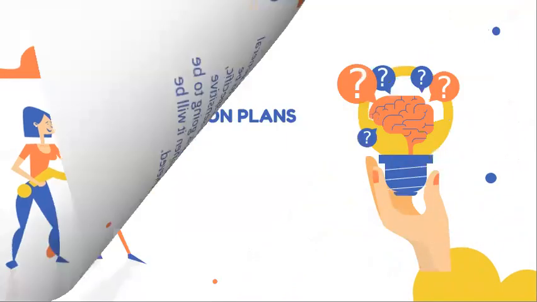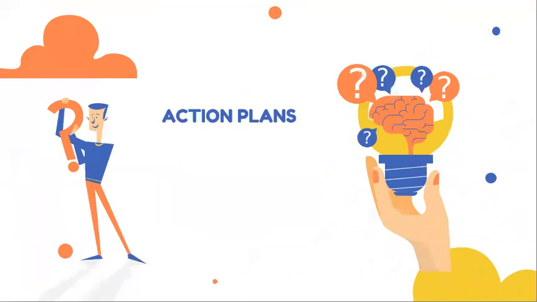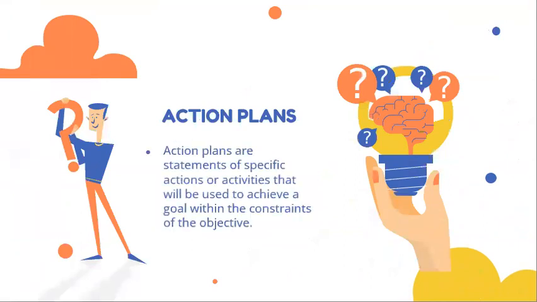The most specific and detailed is the action plan. So action plans are statements of specific actions or activities that will be used to achieve a goal within the constraints of the objective. Example, kung yung kanina sabi natin, increase in the profit or revenue, kailangan nating mag-cut ng cost, then anong gagawin? After ba ng 5 p.m., wala ng aircon. Close lahat ng aircon. Or kaya wala na mag-overtime. Bawal na ang overtime. Okay? But mas specific siya. So, we will give an example.